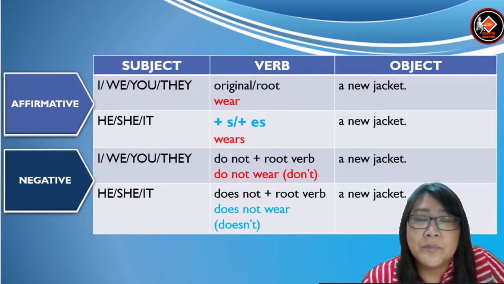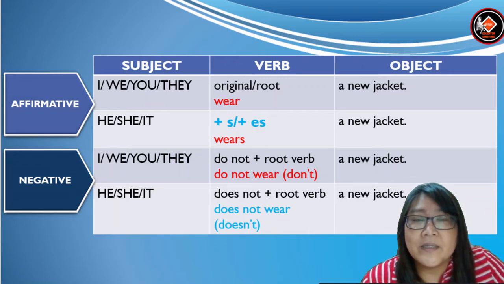For example here, wear. So you have I wear a new jacket, we wear a new jacket, you wear a new jacket, they wear a new jacket. Then we have for he, she, it. For he, she, it, you have to add s or es to the verb. Example here will be wears. So we have he wears a new jacket. She wears a new jacket. It wears a new jacket.